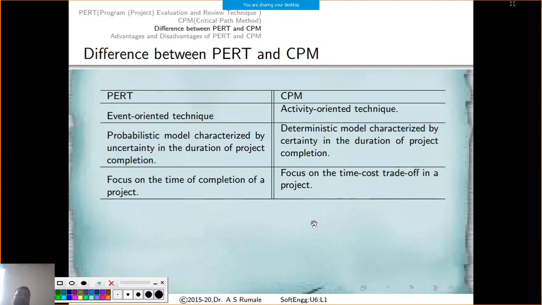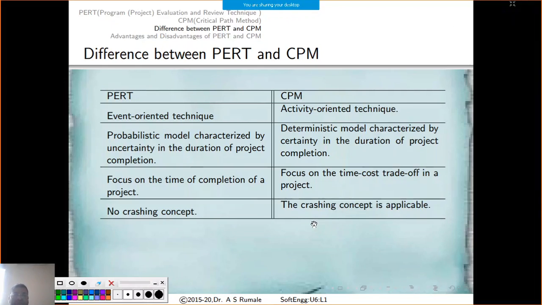The focus of PERT is on the time of completion of a project, which must be optimal, while the focus of CPM is on a time-cost trade-off in a project. We have already learned about these trade-off methods in software engineering and project management, I think in unit number 3 or 4. You can go through that. So that is CPM, the critical path method.